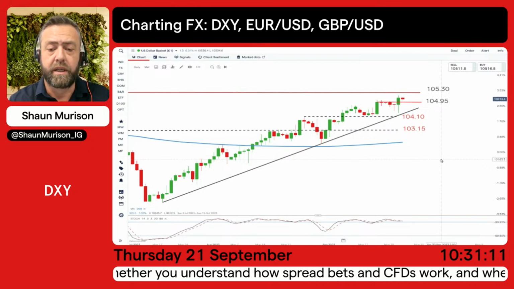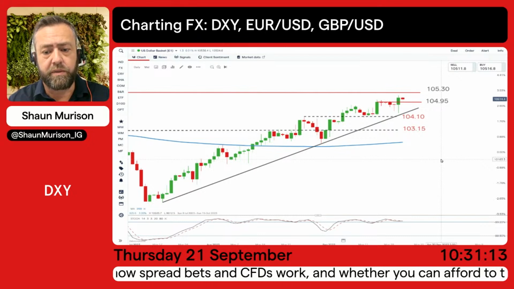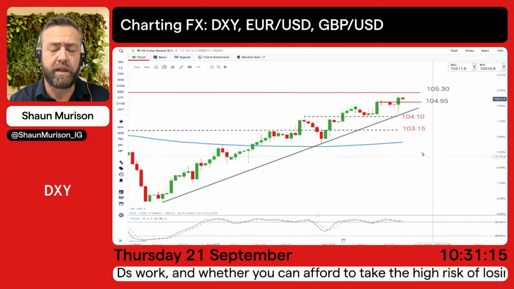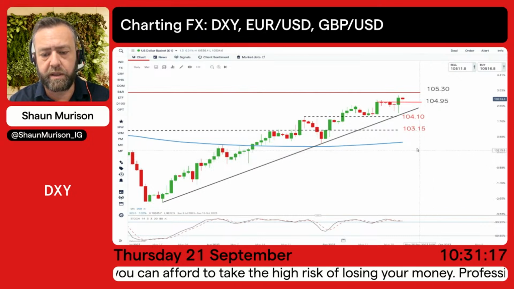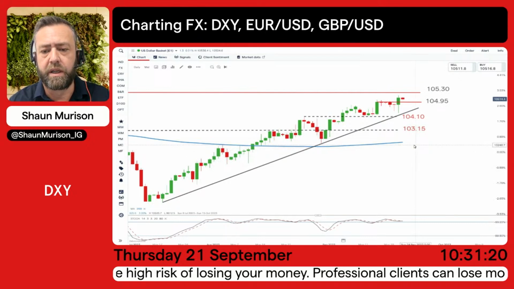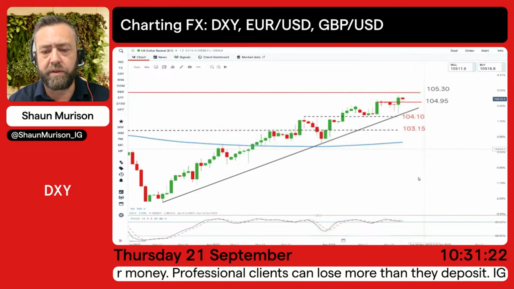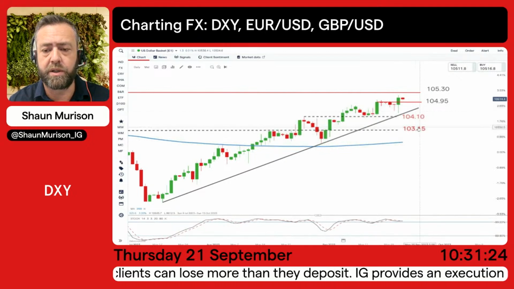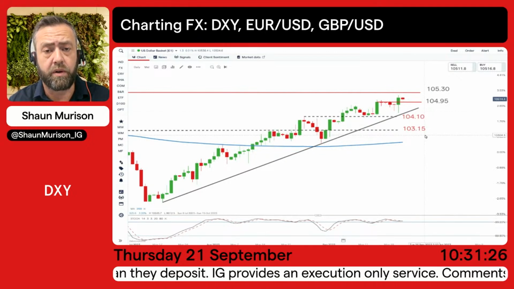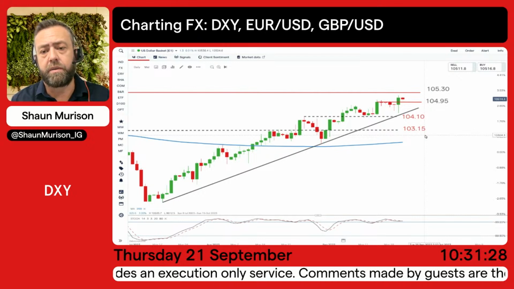And for the sake of not cluttering the chart, we've just got the 200-day simple moving average, our blue line on that chart. Now, we are sitting in overbought territory at this point in time. And so ideally, my preference would be to see a bit of a pullback from overbought territory, in which case we're looking for a long entry onto the dollar basket.